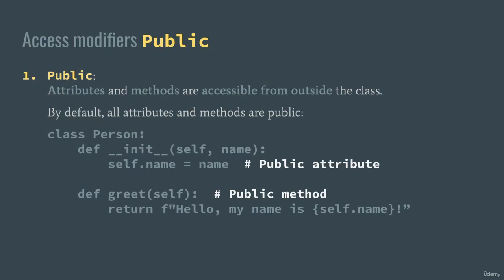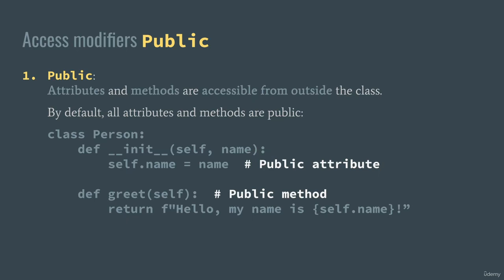Let's start with the public access modifier. In Python, public attributes and methods are accessible from outside the class, meaning any code that creates an instance of the class can directly interact with them. By default, all attributes and methods in Python are public unless specified otherwise.